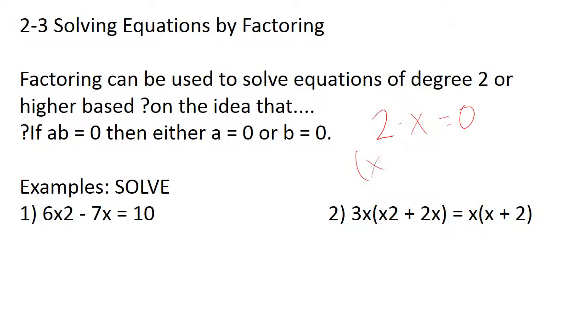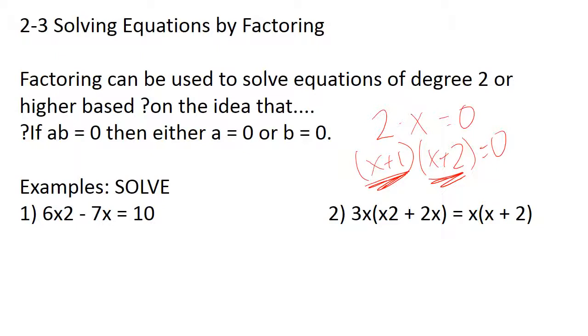So if x plus 1 times x plus 2 equals 0, either the x plus 1 has to equal 0 or the x plus 2 has to equal 0. I think you're going to remember this and recall us learning this last year, and that this should be a pretty easy lesson for you.